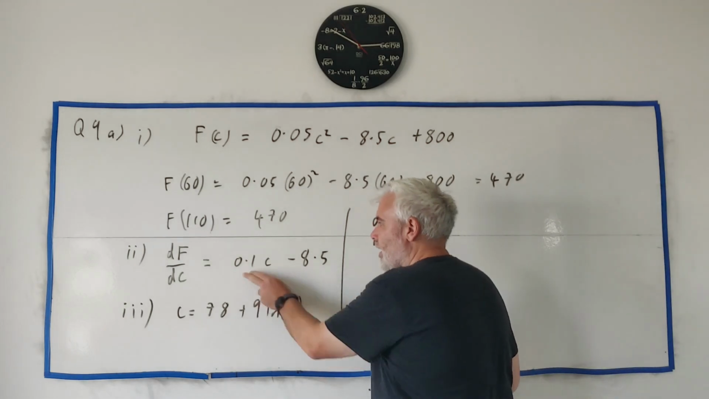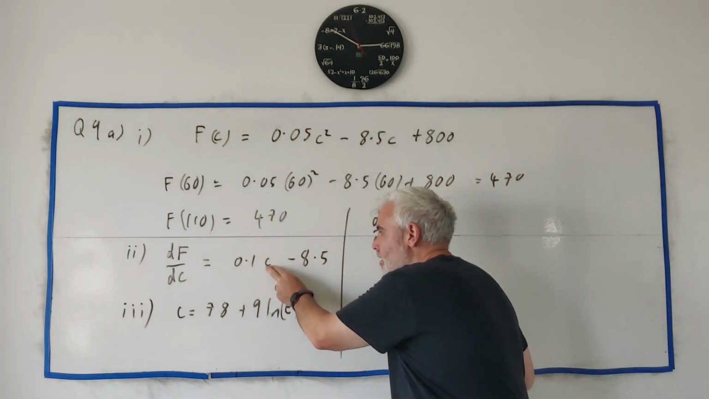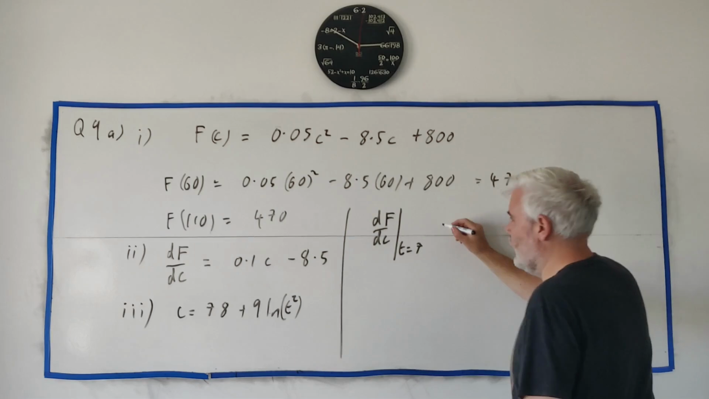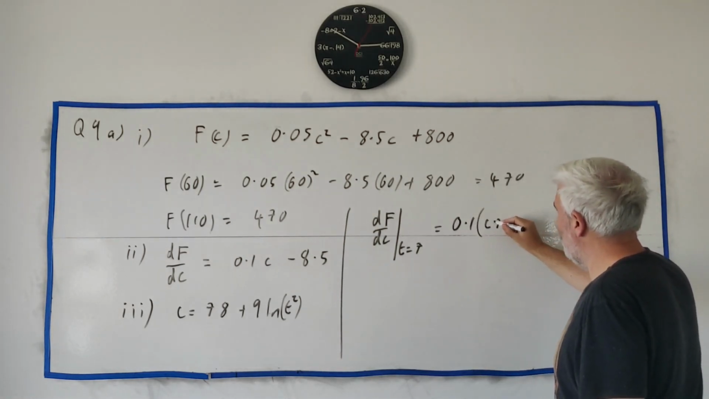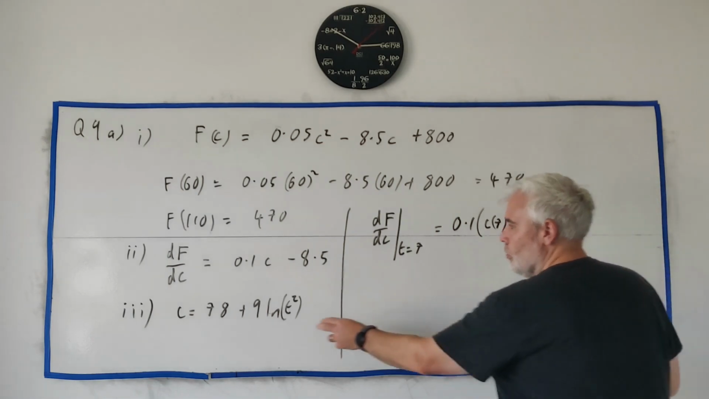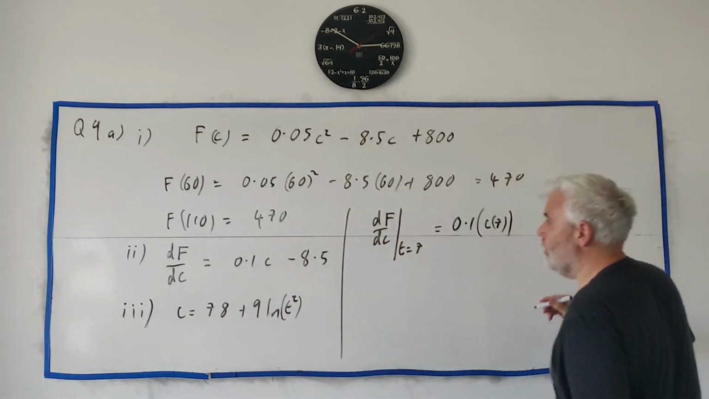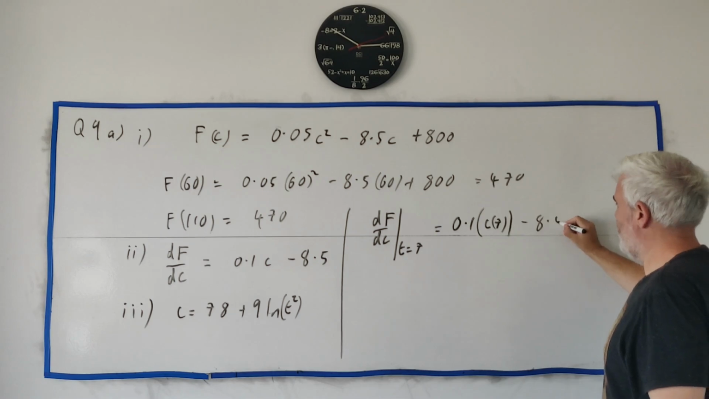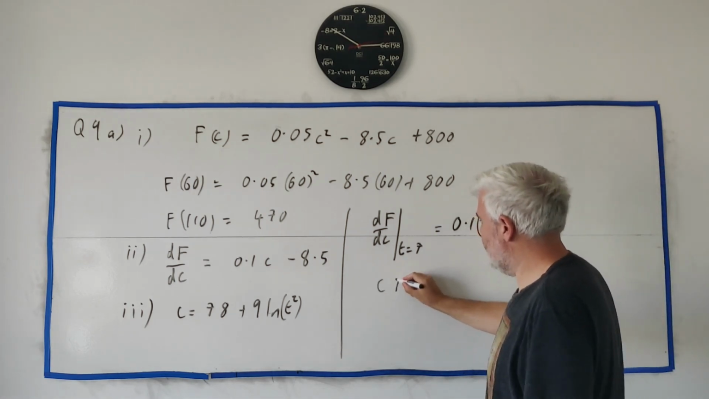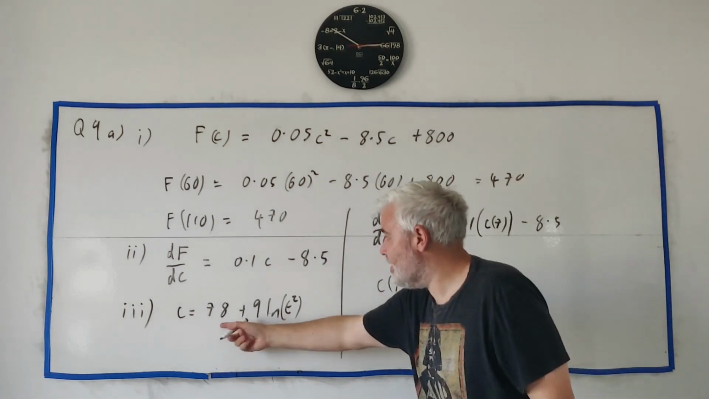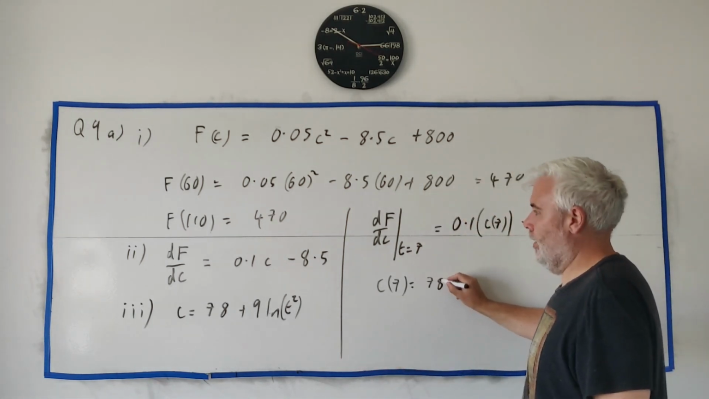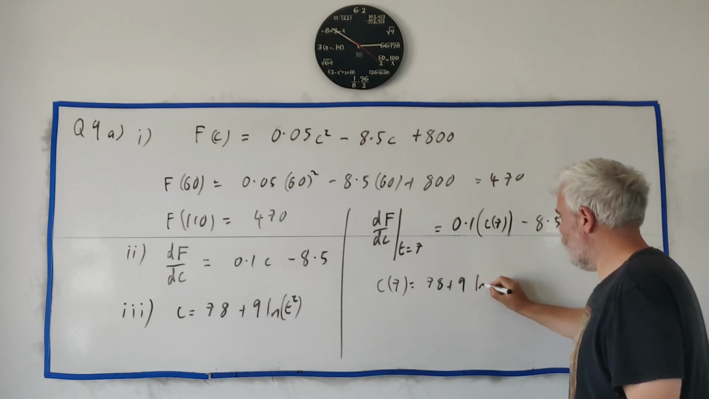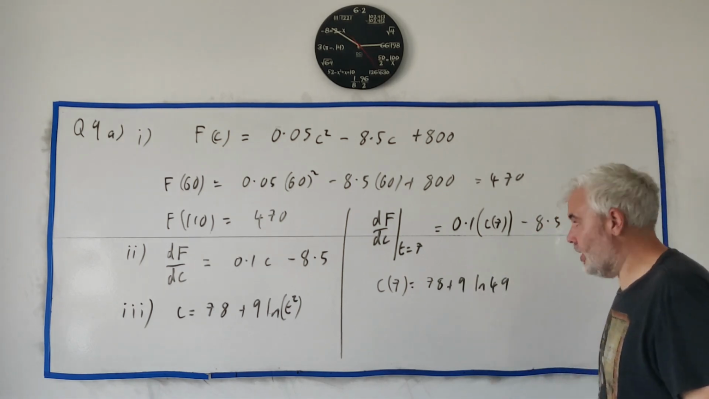So we just fill this out, except instead of c, we put in, well, let me write it here, 0.1, but instead of c, I'm going to put c of 7. We'll find out what that is in a moment, minus 8.5. Let's do that here. c of 7, you just put 7 in here. This is 78 plus 9 natural log of 49.